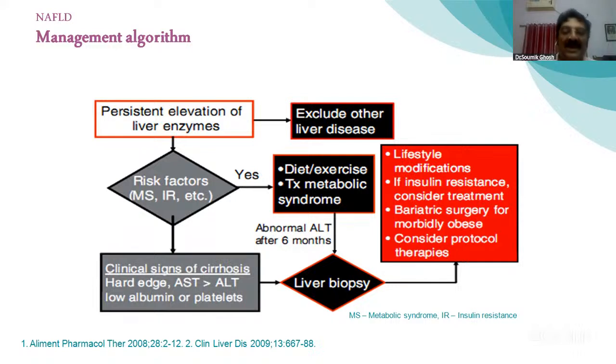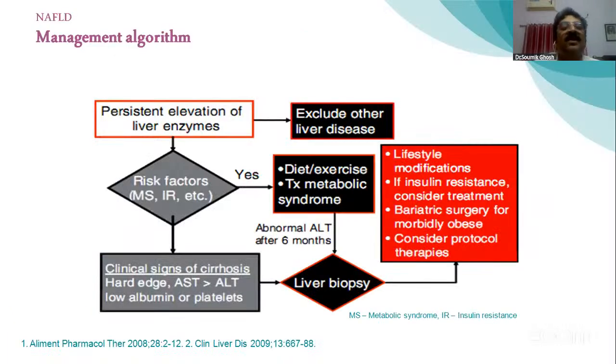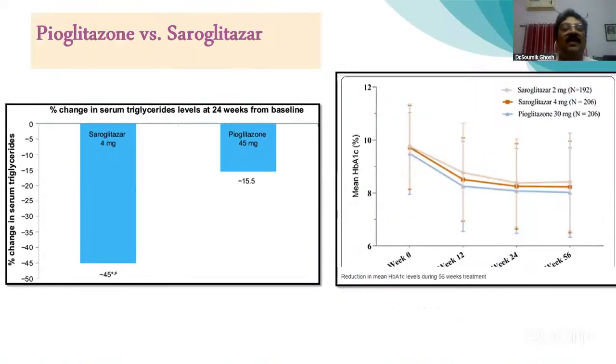If there are more chances of fibrosis, or if a repeat liver stiffness measurement at 6 weeks gives you a higher score, you can go for liver biopsy, but it should not be a routine practice. So thank you for this treatment algorithm of non-alcoholic fatty liver disease.